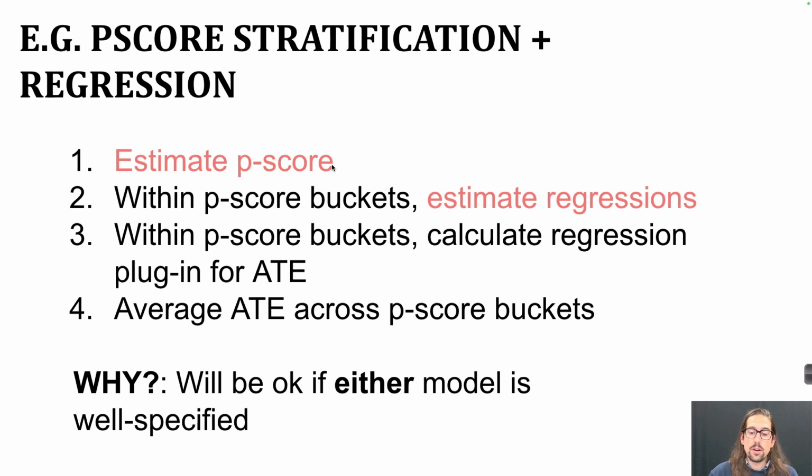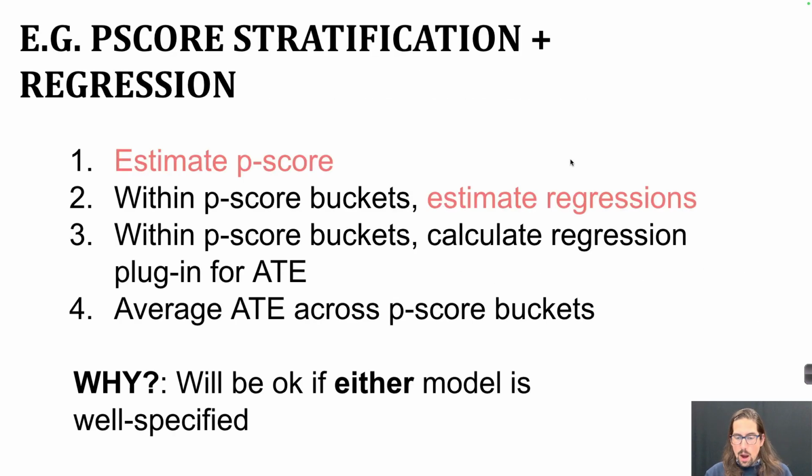So the intuition here is that if I do a good job with the propensity score, I'm good, because I don't have to worry about the misspecified regressions if in each bucket I basically have an RCT. On the other hand, if I do a bad job with the propensity score, but I do a good job with the regressions, it also doesn't matter, because each bucket is an observational study, but then I'm adjusting away for confounding using the regressions that are good. So I'm good, and if either model is right, I don't need both. I just need one of the two.